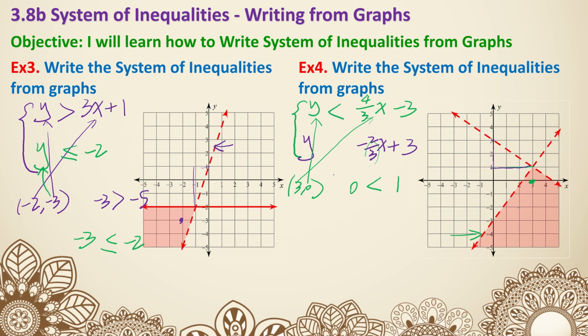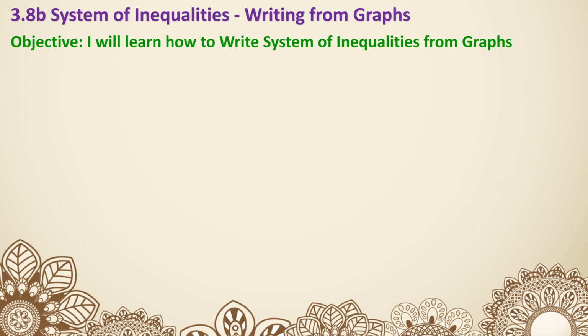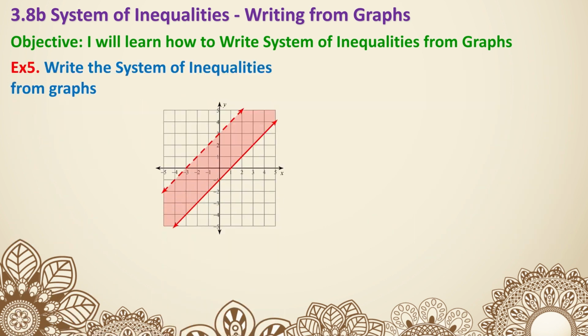I'm going to do the same thing with the other one. 0 for y. 3 to the right side is a -2/3 times 3, which is a -2, plus 3 is a positive 1. So it's also a less than symbol. That's example 4. Moving on, example 5.